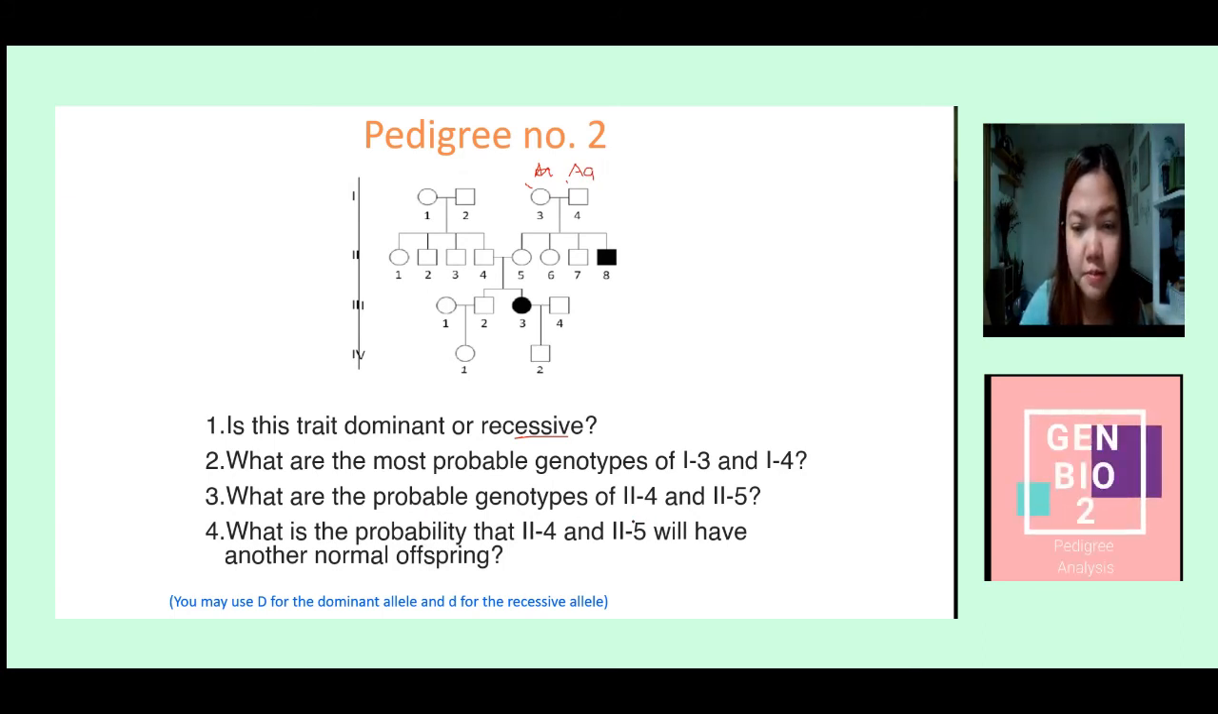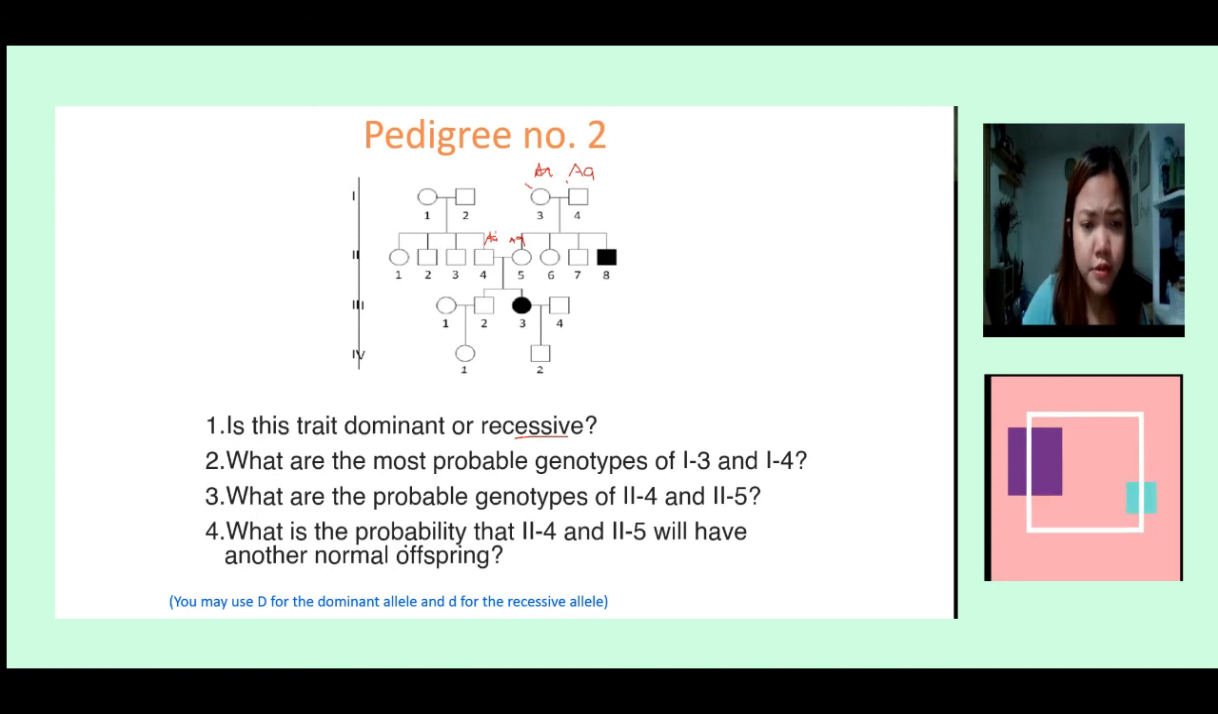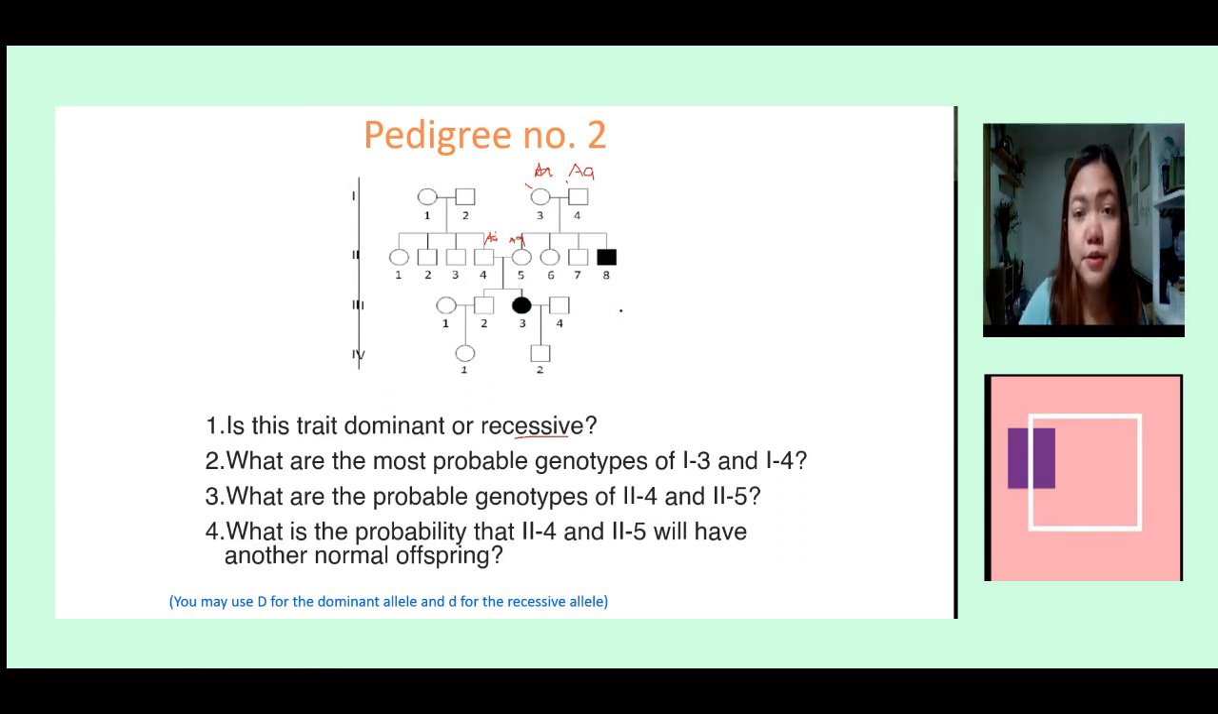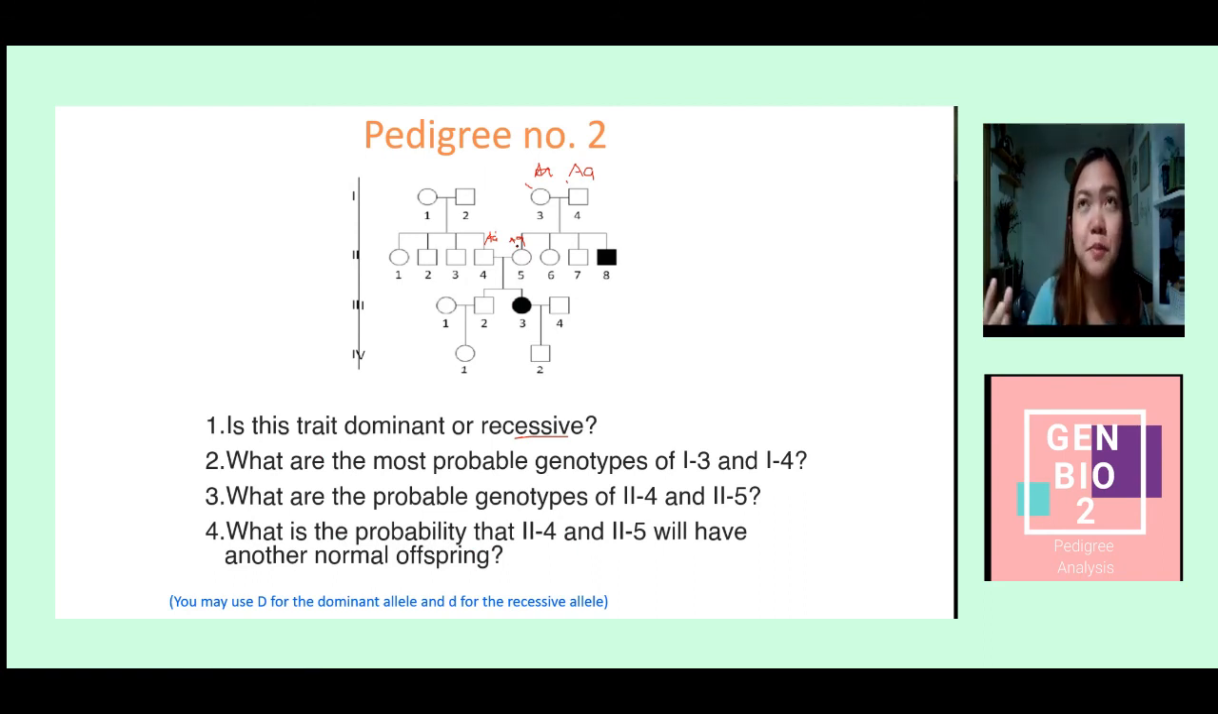What are the probable genotypes of 4 and 5? So again, since meron silang offspring na affected and affected, hetero and hetero. What is the probability of 2, 4, hetero, mag-asawa, will have another offspring? So, if Punnett-square mo yan, yung mag-express ng trait that would be 75% or 3/4.